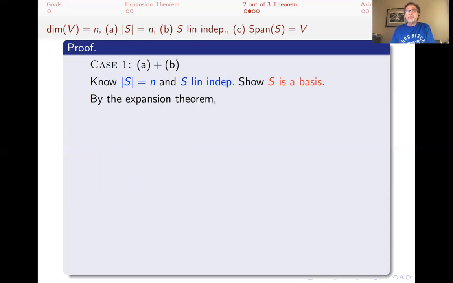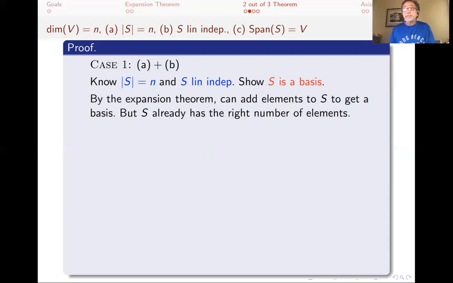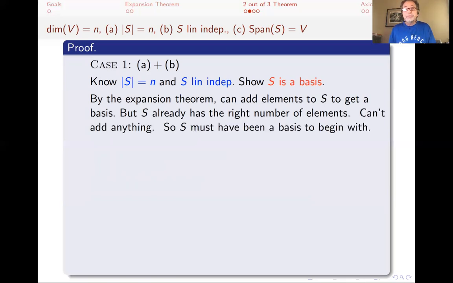The expansion theorem. By the expansion theorem that we just proved earlier, you can expand this set, you can add elements to S, bring other elements in to get a basis. But S already has the right number of elements, and all bases have the same size. If S has n elements already and the dimension of V is n, so if you add any elements and make it a basis, then that means you found a basis with n plus 1, n plus 2 elements. That's not possible. All bases have the same size. Therefore, you can't add any elements, which means that S must have been a basis to begin with.